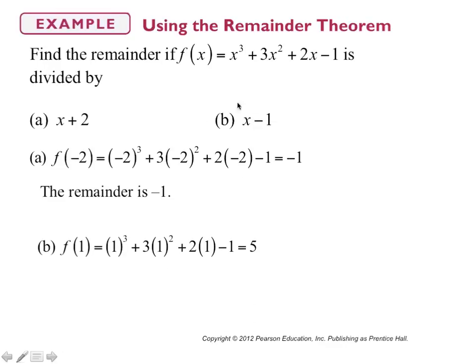And then for this one right here, the 0 that goes with x minus 1 is going to be positive 1, because if we plug positive 1 in for x, we get 1 minus 1, which is 0. So what we do is we take f of 1. So we take 1 and substitute it in everywhere we see an x. So we have 1 cubed plus 3 times 1 squared plus 2 times 1 minus 1. And if we do that, we get 5. So that means if you were to take x cubed plus 3x squared plus 2x minus 1 and divide it by x minus 1, you would get a remainder of 5.